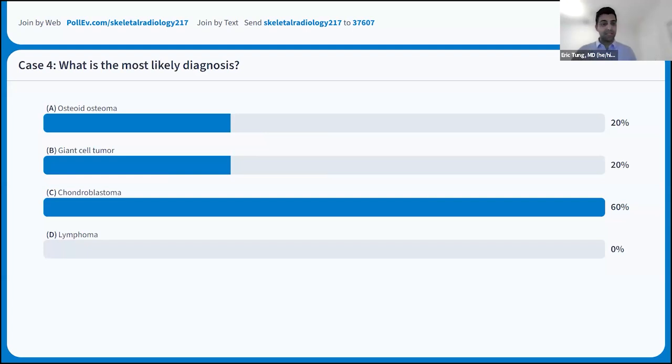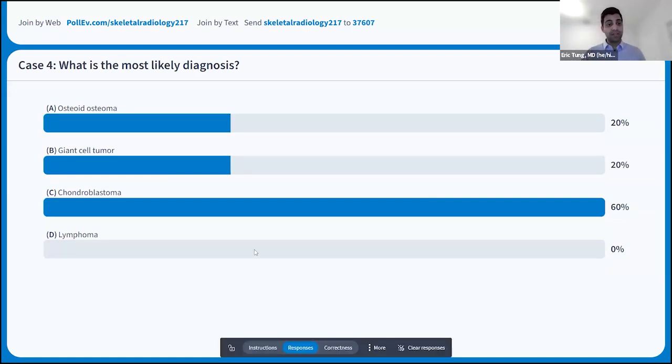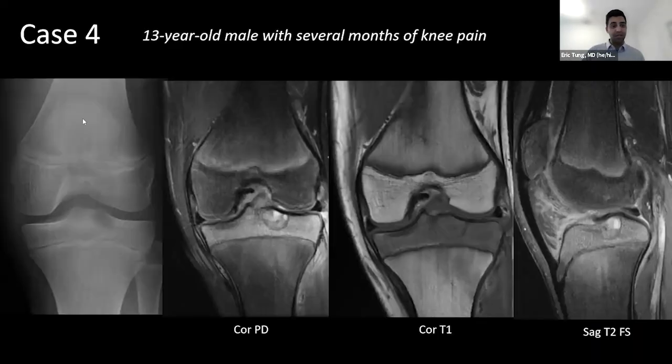Great, I'll pause there. It seems that a majority of people are saying that this is a chondroblastoma, and that's correct. When we look at our frontal radiograph, we see that there's a focal area of lucency within the epiphysis of the proximal tibia. We know that this child is skeletally immature and that their physes are still open. And we can see, once again, that this lucent lesion is corresponding to a mass that's present within the epiphysis.